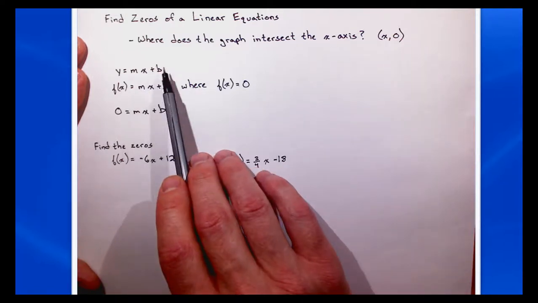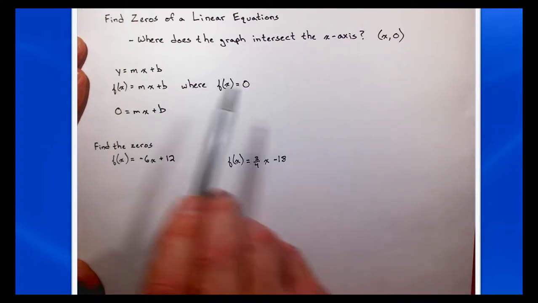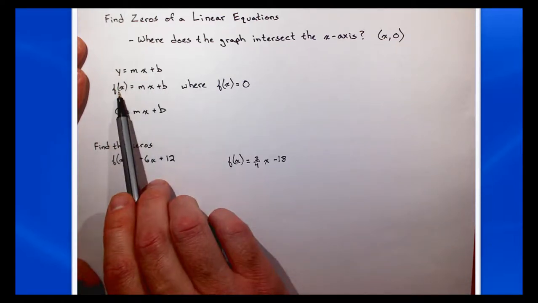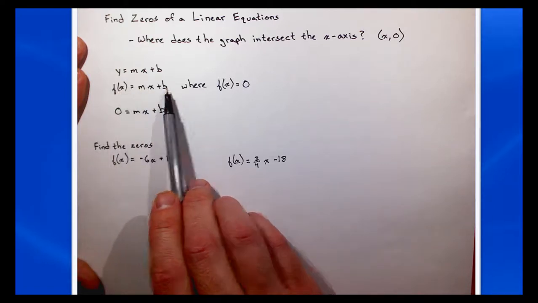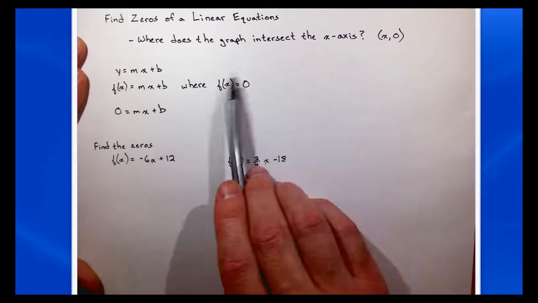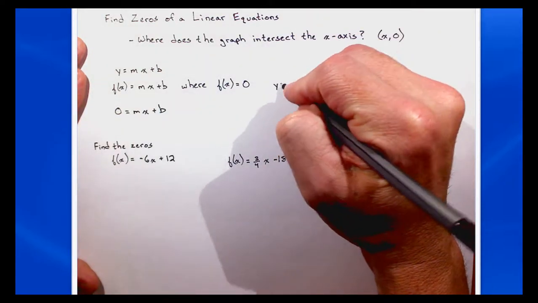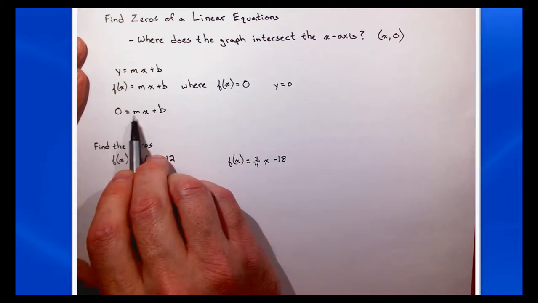Well, for linear equations, it should only intersect the x-axis once because it's a straight line. It's not a curved line. There's no curvature. And what we're looking at is the formula y equals mx plus b, and we write it in function notation. F of x equals mx plus b. This is the value of y, just written in function notation. So what I'm actually saying is, okay, y equals 0. Such that I end up with this equation, 0 equals mx plus b.